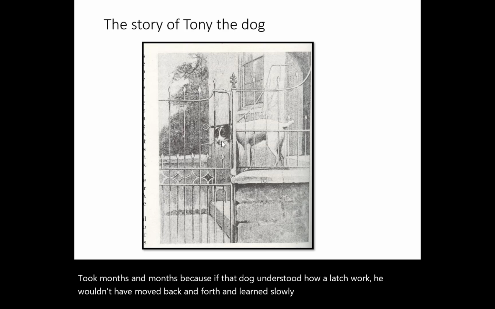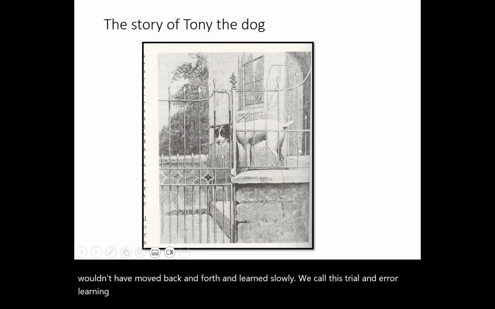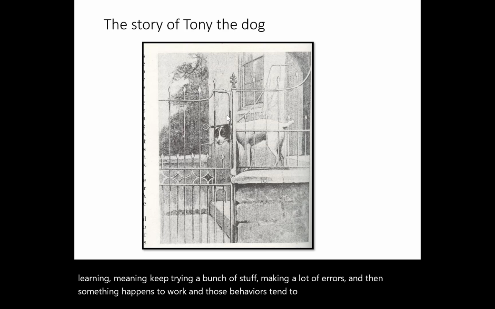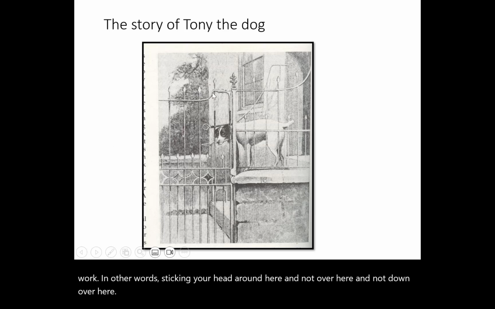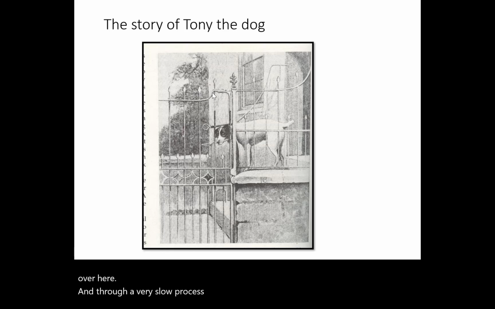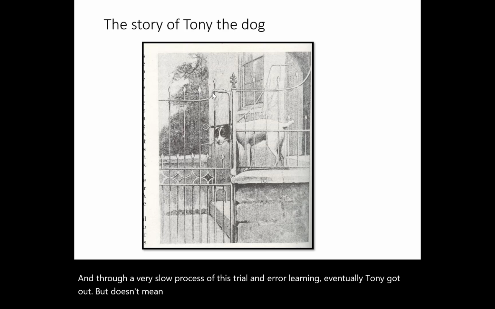We call this trial and error learning, meaning keep trying a bunch of stuff, making a lot of errors, and then something happens to work, and those behaviors tend to persist, the ones that tend to work. In other words, sticking your head around here and not over here and not down over here. And through a very slow process of this trial and error learning, eventually Tony got out. But it doesn't mean he understood how the latch worked.